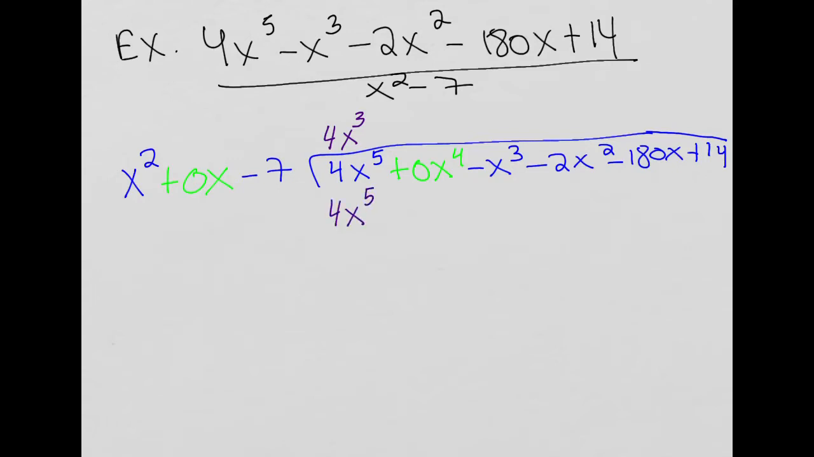All right, so then we go to 4x cubed times 0x. This is just a placeholder. So we're going to have 0x to the 4. Just a placeholder. Then we're going to say 4x cubed times negative 7. It's going to give me negative 28x cubed. All right. We're going to go ahead and draw our line.